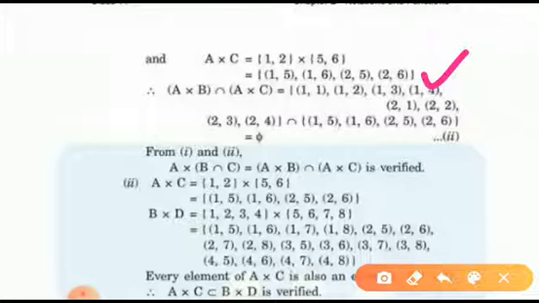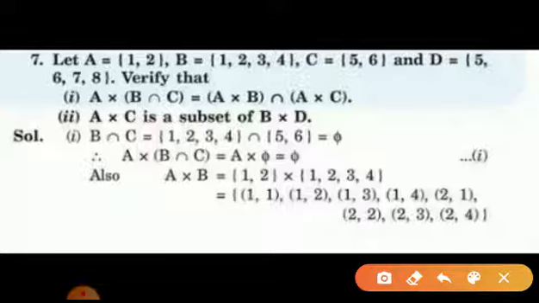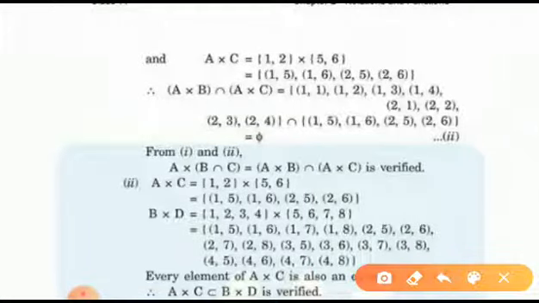As we know, there is no common element between these two sets, and hence that is equal to 5. That means from 1 and 2, A cross B intersection C is equal to 5. So from 1 and 2, we can say that A cross B intersection C is the same as A cross B intersection A cross C, and hence it is verified.